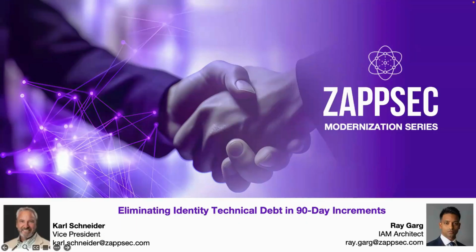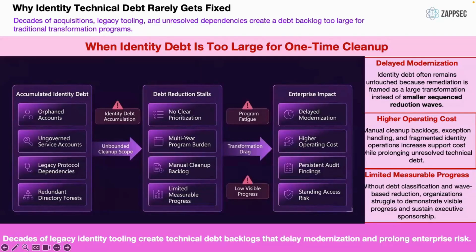Ray, most enterprises know they have identity technical debt, right? It's accumulated over decades of acquisitions, legacy tooling, and ad hoc operating decisions. And the scale makes it feel impossible to address. So leaders tend to delay the work. They wait for a transformation budget or a compliance event to force the issue. And while they wait, that debt compounds.